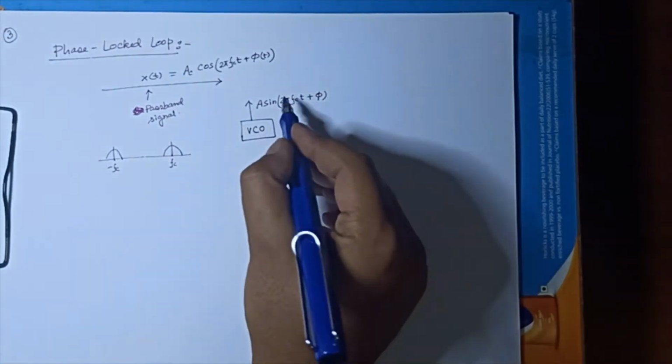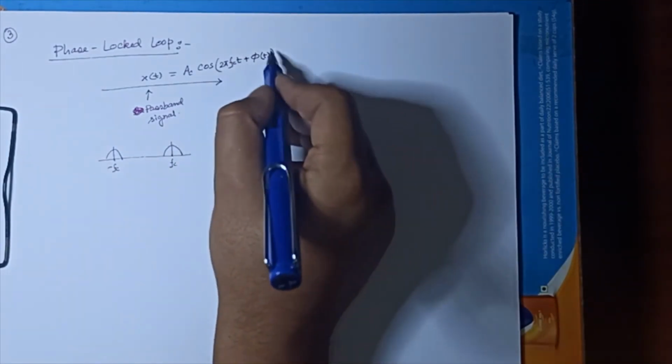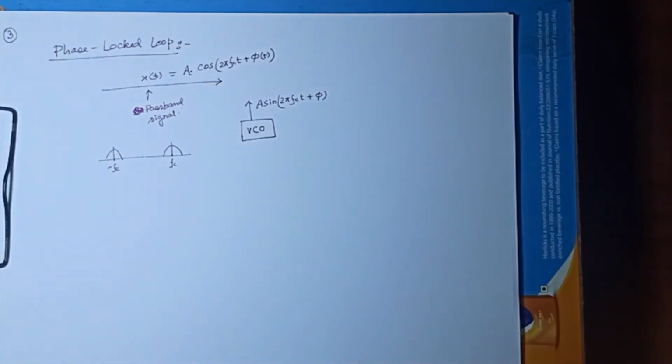So I want this to follow this. I want this to match this, the frequency and phase. To have that, first we have to understand what a phase comparator is. How can you compare the phases of two signals?